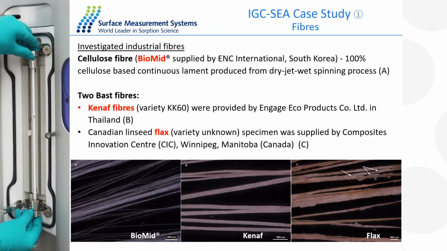So the case study here with IGC is we measure the surface area with different fibers. The materials we have here are the synthesized fiber, the cellulose fiber, the biomeat, and the other two nitro fibers, the kinetic fiber and the flex fiber. And here are some microscope images of the sample. For the biomeat and kinetic fiber, the surface is quite neat and clean in the image. But for the flex fiber, it shows some fragments of cuticles on the surface.